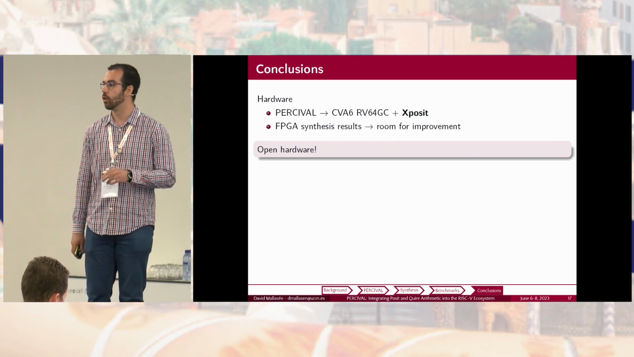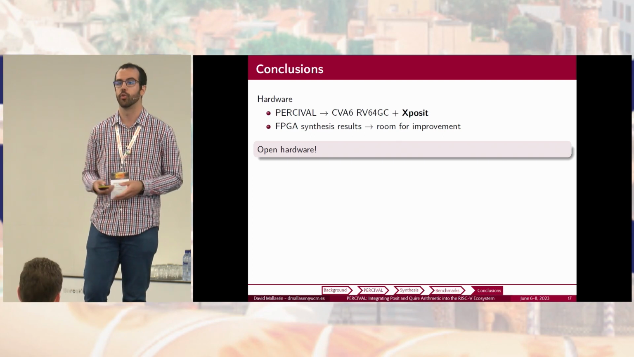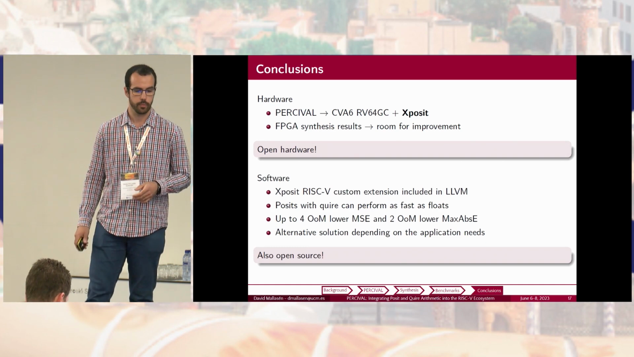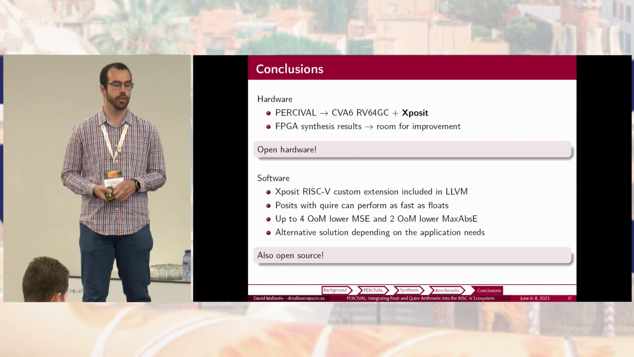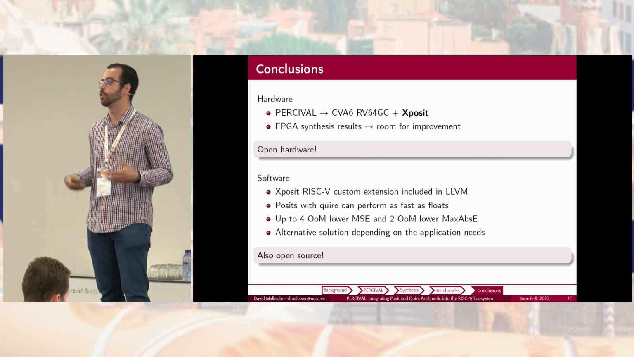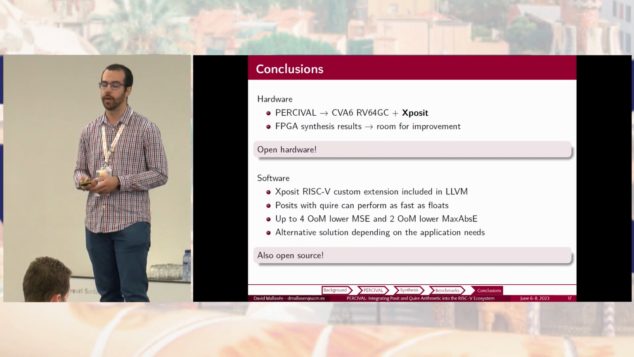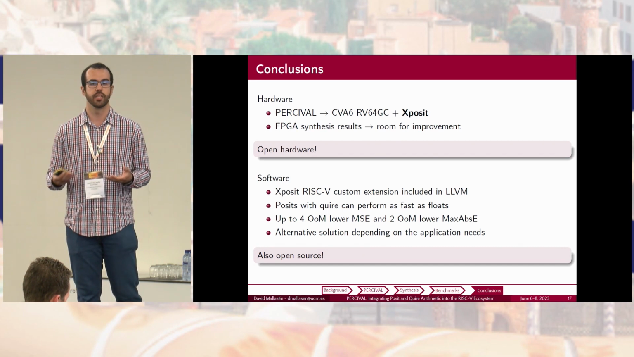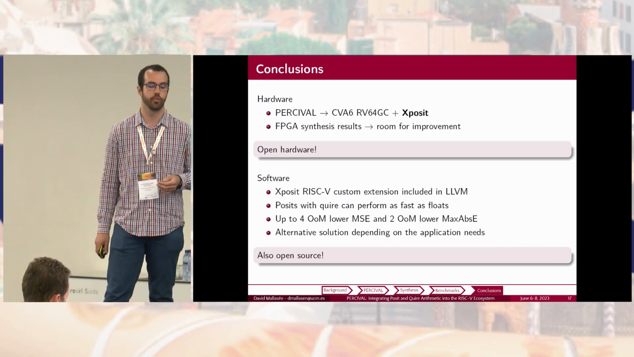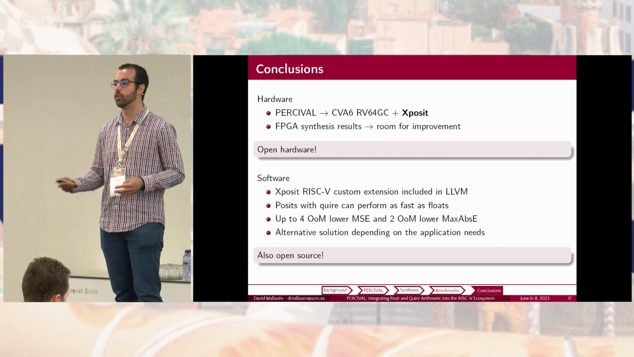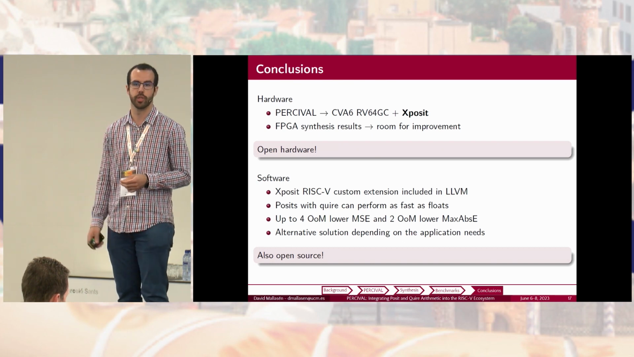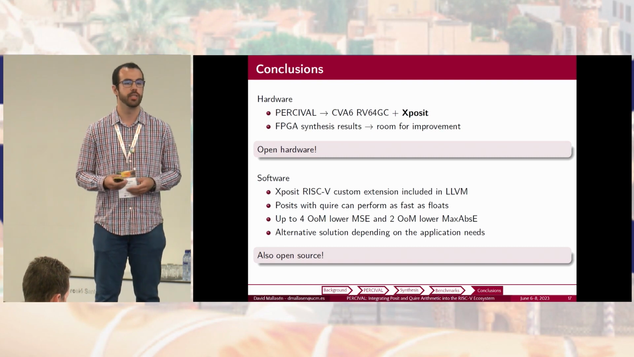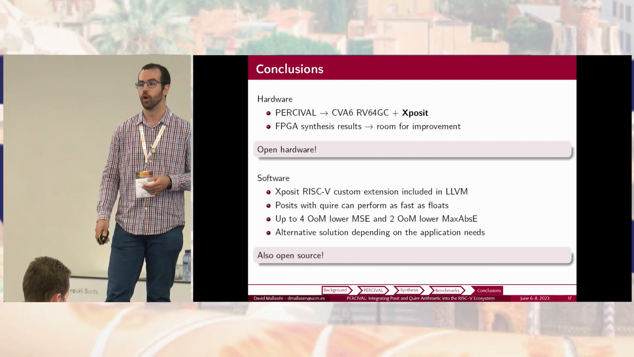All of this is open hardware, and in the next slide you will have a QR that you can scan to access our GitHub repository. On the software side, we saw the Xposit RISC-V custom extension that we added into the backend of the LLVM compiler, and benchmark results show that we could be as fast as floats while also obtaining around 4 orders of magnitude lower mean squared error and 2 orders of magnitude lower maximum absolute error. This provides an alternative solution depending on the application needs, and this is also fully open sourced.